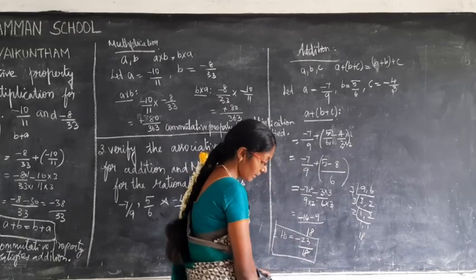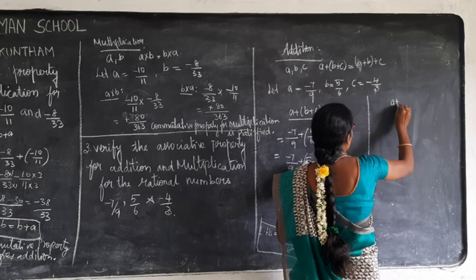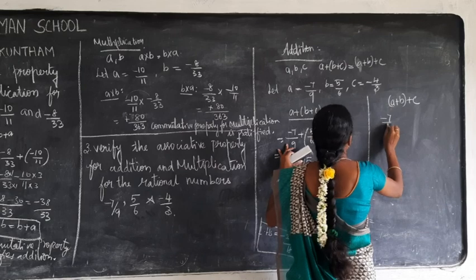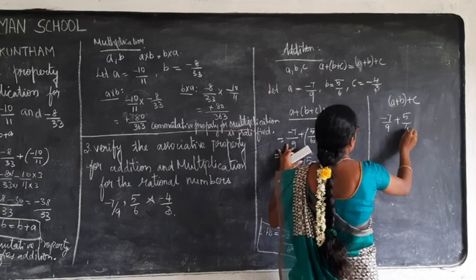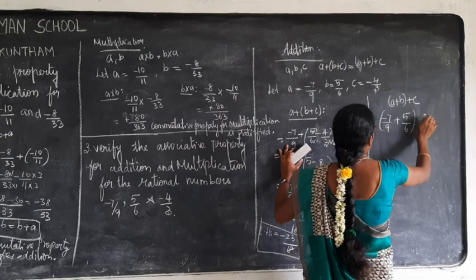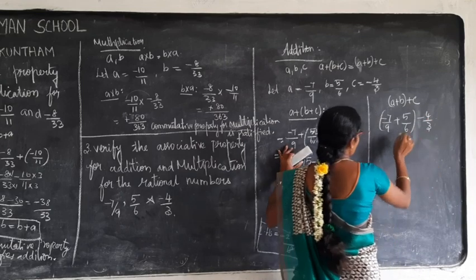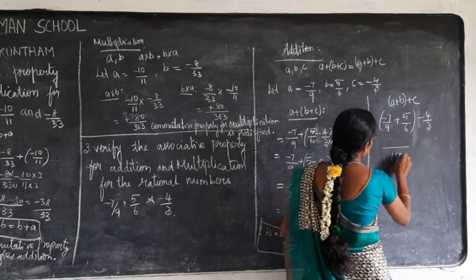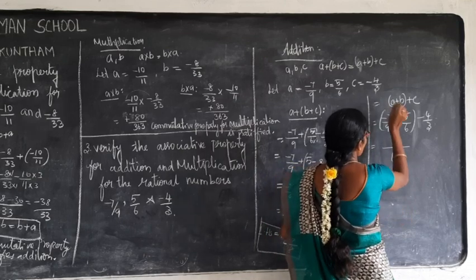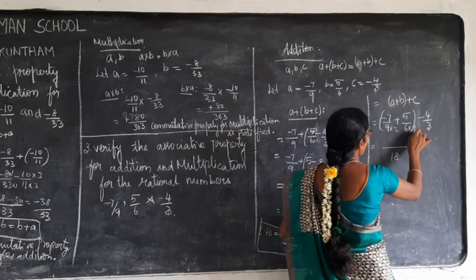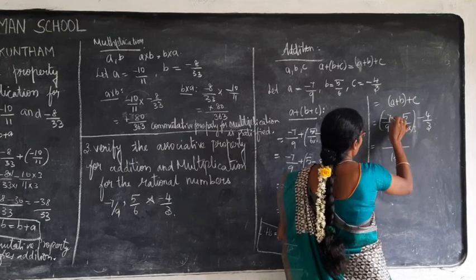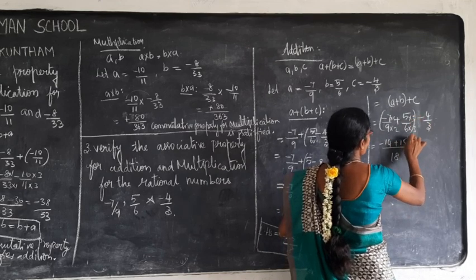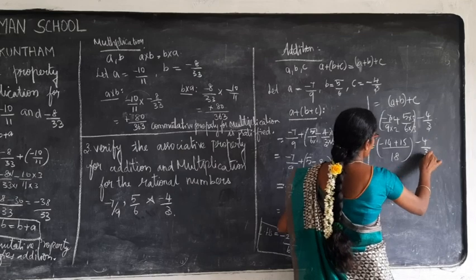So next we have to find the RHS, that is A plus B plus C. So what is A? Minus 7 by 9 plus 5 by 6 plus that is minus 4 by 3. So what is the LCM here? 9 comma 6 LCM is 18. So 18 which is equal to, so 2 here, 3 here, so the 9 2s are 18, 6 3s are 18. So 2 minus 14 plus 3 here, 15 minus 4 by 3.